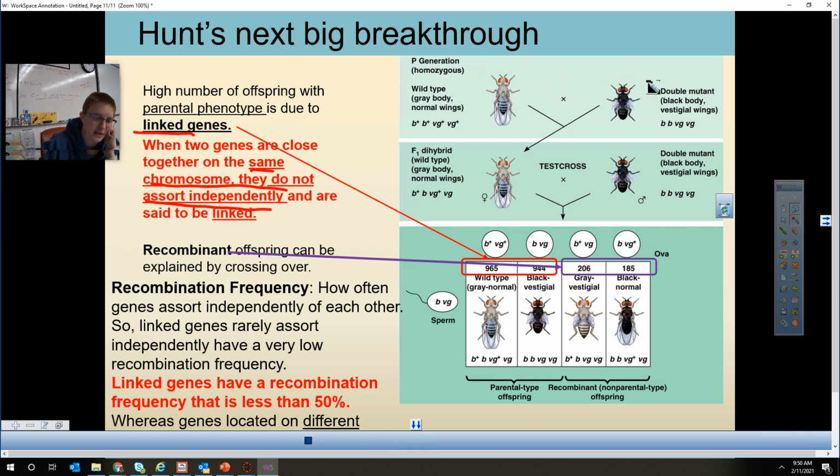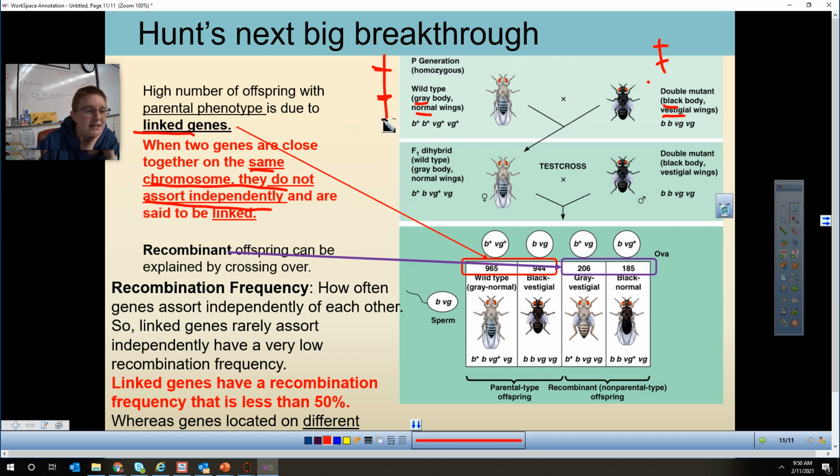Let me look at the actual trait we're looking at. We're not looking at eyes here. That's what the issue is. Okay, so mom had gray body, normal wings. Dad had black body, vestigial wings. Okay, and he said, okay, these are on the same chromosome. So body color and wing type are on the same chromosome.